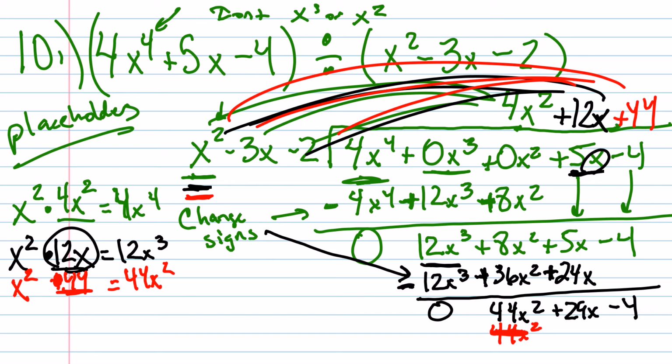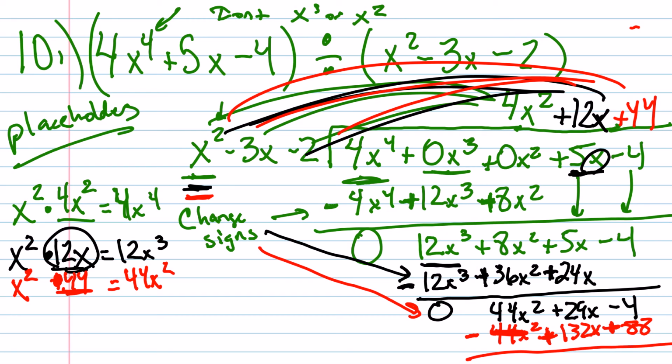44 times minus 3. 40 times minus 3 is minus 120. 4 times negative 3 is 12, so it's minus 132x. 44 times negative 2 is minus 88. And don't forget to change all your signs. That makes that a minus, makes that a plus, makes that a plus. So your final answer, that goes away. You're left with 161x plus 92. And that's my remainder.